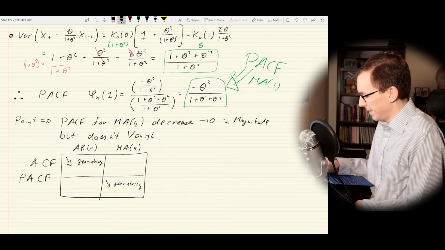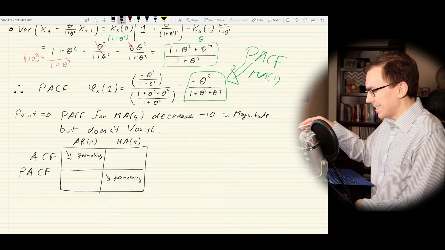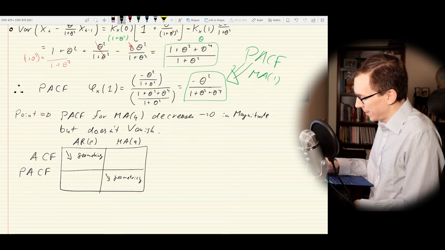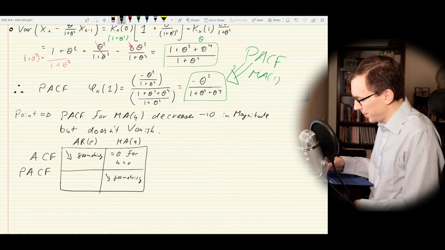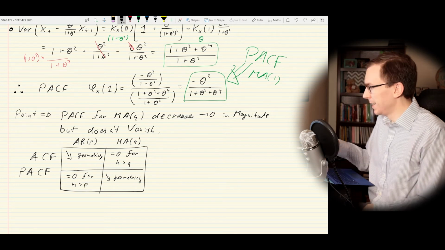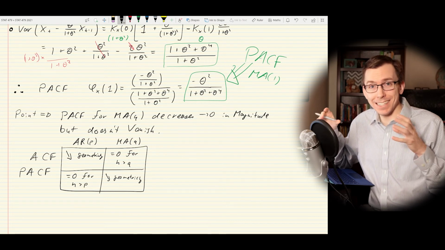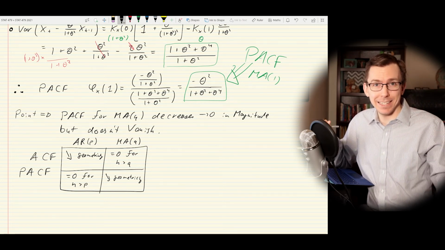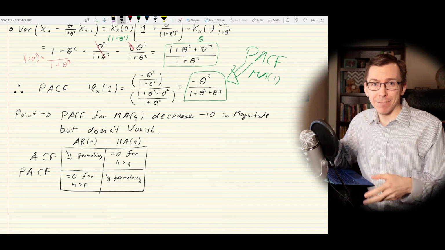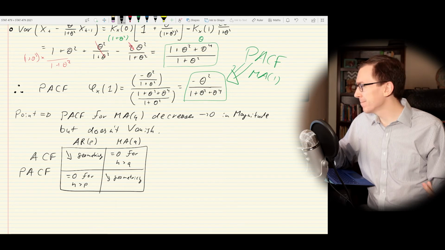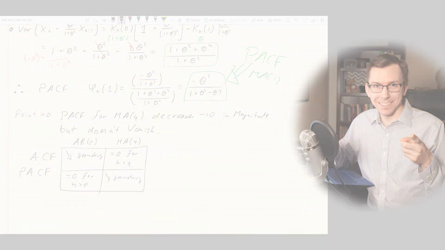But more so, you can just trust me on that one. It decays to 0, but it does so in some asymptotic or geometric sense. Over here, it is equal to 0 for h greater than q, and here it's equal to 0 for h greater than p. And thus, we're going to use these tools to try to figure out what our actual time series data is doing by estimating the ACF, by estimating the PACF, and staring at it and trying to get some sense about what's going on. So let's do that now.